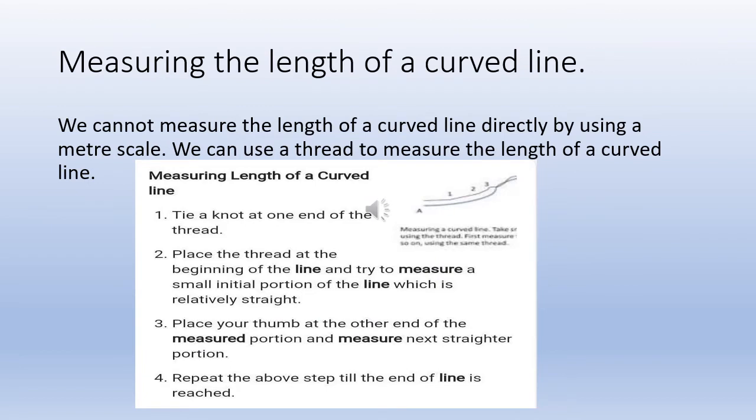Measuring the length of a curved line. We cannot measure the length of a curved line directly by using a meter scale. We can use a thread to measure the length of a curved line. Tie a knot at one end of the thread. Place the thread at the beginning of the line and try to measure a small initial portion of the line which is relatively straight. Place your thumb at the other end of the measured portion and measure the next straighter portion. Repeat the above step till the end of the line is reached.